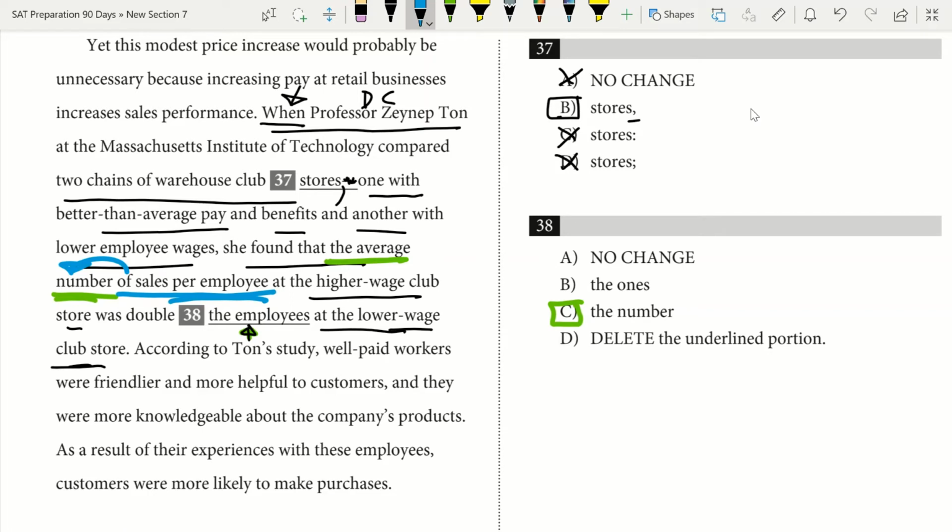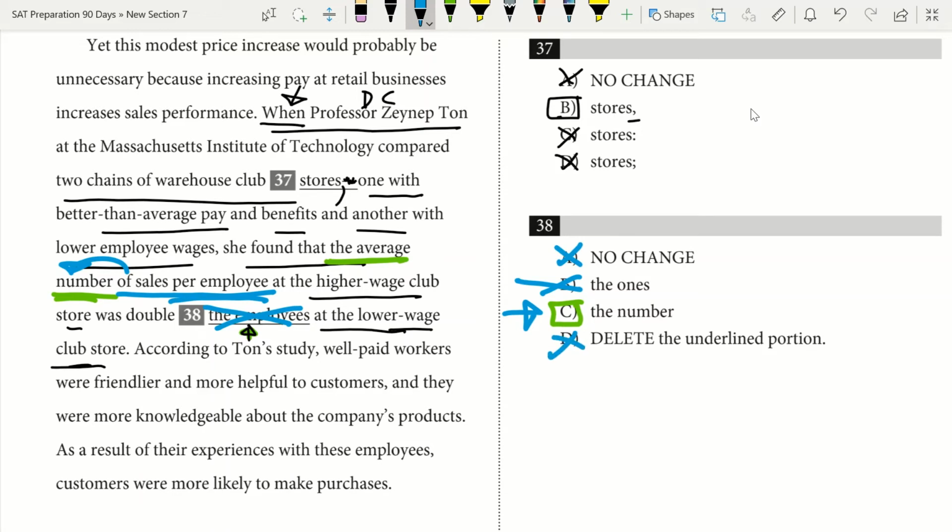Okay, she found that the average number of sales per employee at the higher wage club was double the number at the lower wage club. It's not double the employees. It is double the number. Okay, so we have to make sure we're comparing our subjects correctly. It's not double the one, so B is wrong. It's not double the employees, and we can't just delete it because we have to compare it to something else.